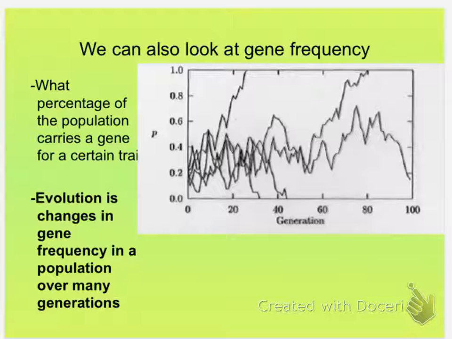So we can look at gene frequency when we look at changes in population. We said we can look at shifts in the distribution of a trait when we look at populations. But the underlying reason for that very often is shifts in gene frequency.